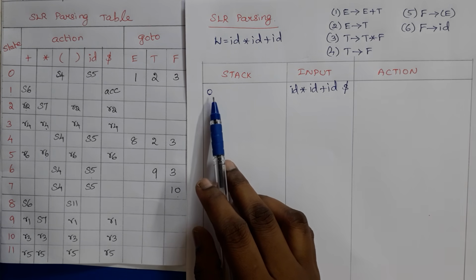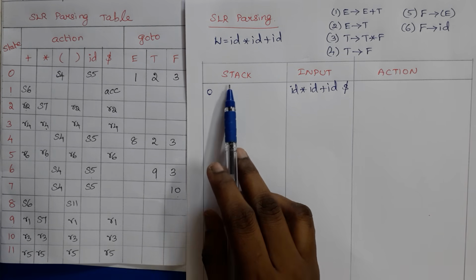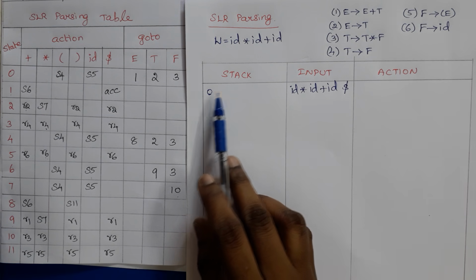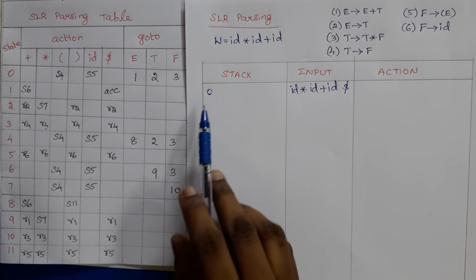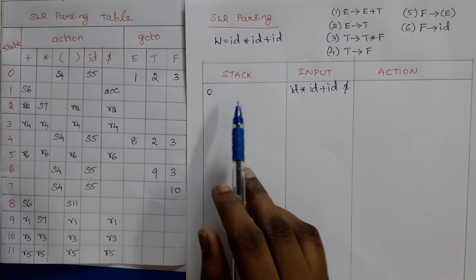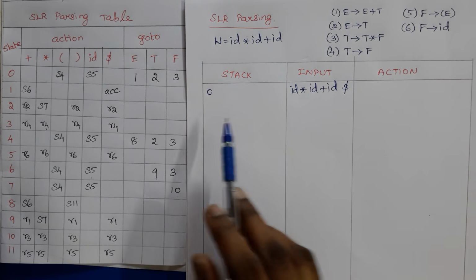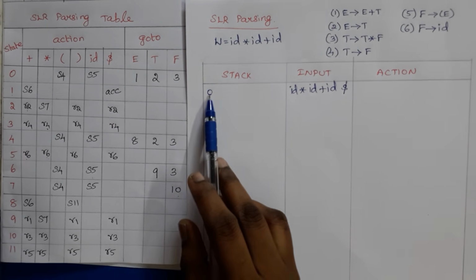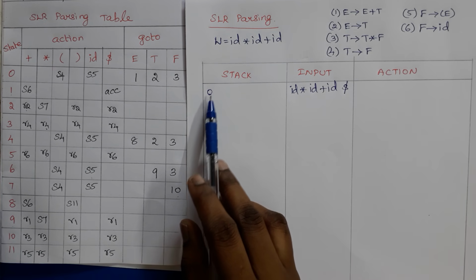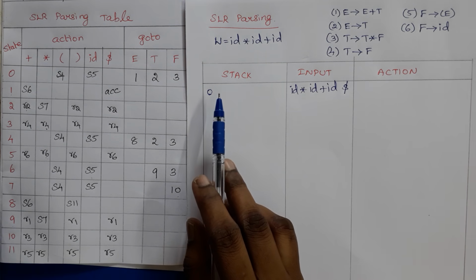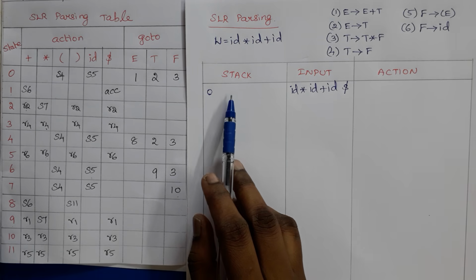The stack initially has the initial state 0, and it can be followed by grammar symbols and states: a state, grammar symbol, state, grammar symbol, state. This is the way to store the stack symbols. Initially we store the initial state. Whenever we want to store a grammar symbol, it should be stored along with the state. So every time the top of the stack should be a state.